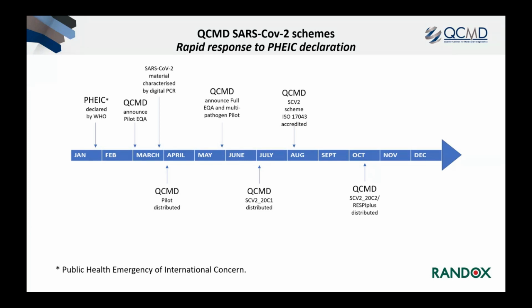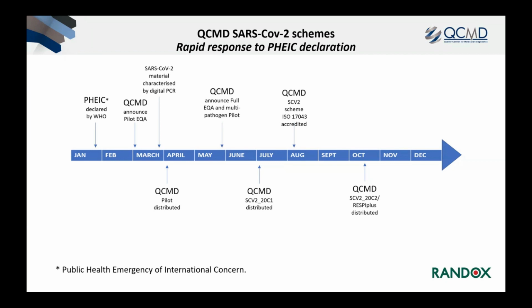And by the time we were running this programme and it was drawing to a close, we already had sufficient data and demand that we announced a full programme with both a 2-challenge format and a single challenge format, as well as what we call a multi-pathogen pilot, and we announced that at the end of May.